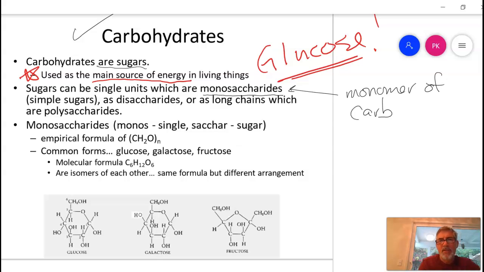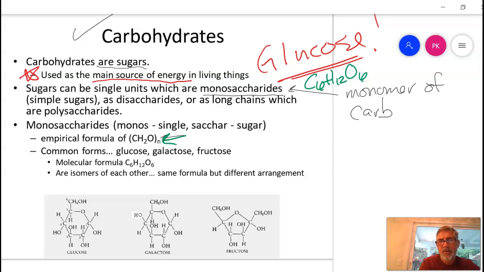So all monosaccharides have this formula. Kind of important, though I probably won't test you heavily on that. CH2O. So it's a ratio of 1 carbon to 2 hydrogens to 1 oxygen. For instance, glucose here is C6H12O6. So I have the same ratio as that right there.